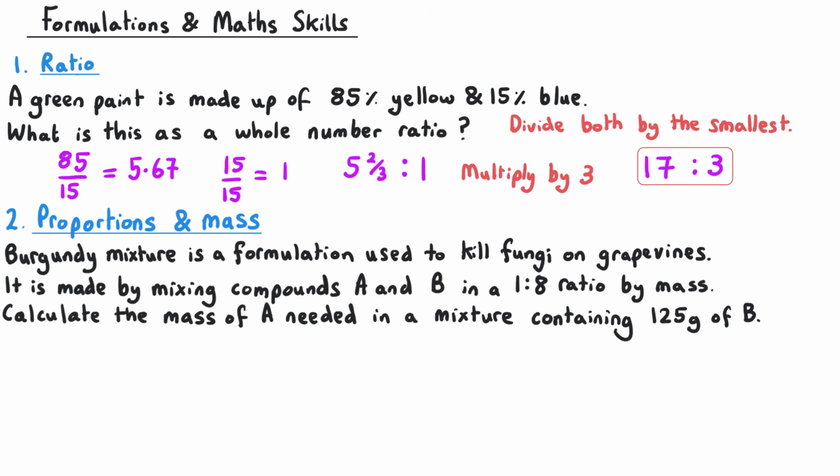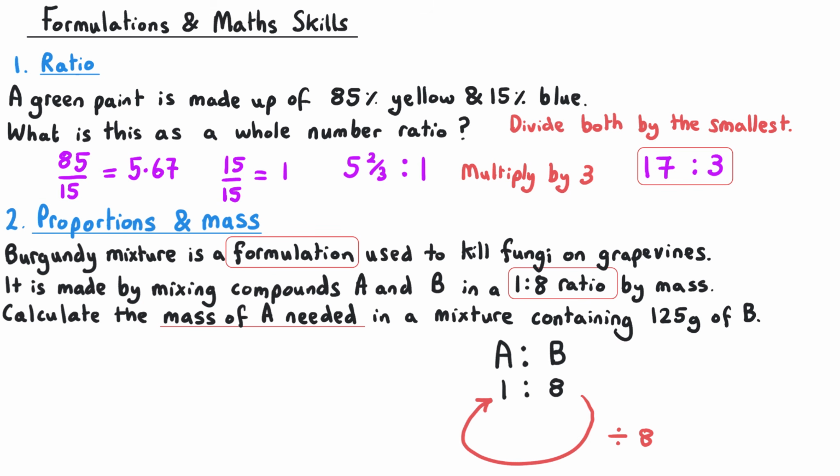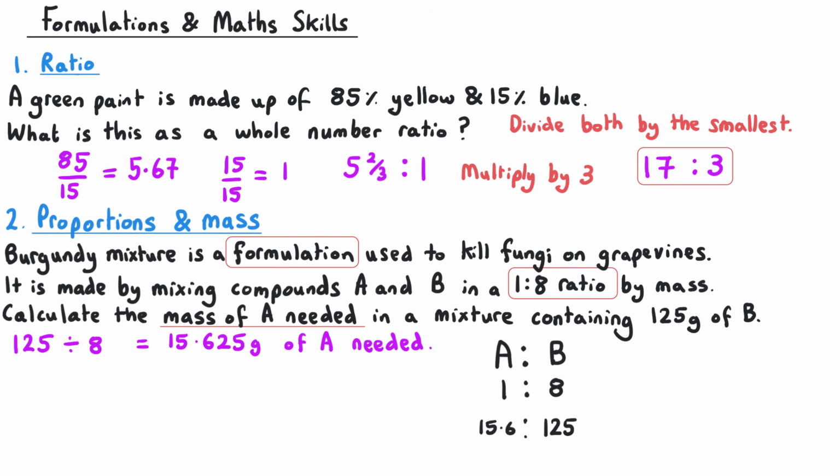Or we might be told that burgundy mixture is a formulation used to kill fungi on grapevines, and the mixture is made of two compounds A and B, and the ratio by mass of A to B in this mixture is 1:8. And we could be asked to calculate the mass of A needed in a mixture containing 125 grams of B. Well, there's always 8 times more B than there is A, or perhaps more helpfully, 8 times less A than there is B. And so we need to divide 125 by 8, and we get 15.625 grams, but 15.6 is absolutely fine.